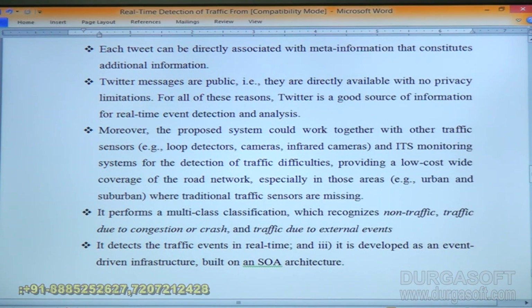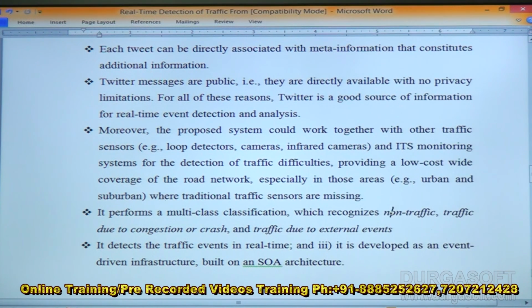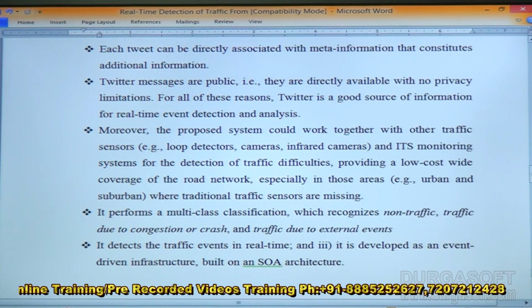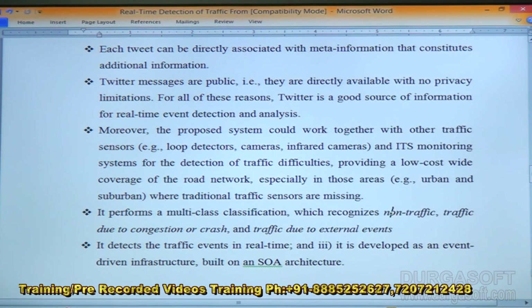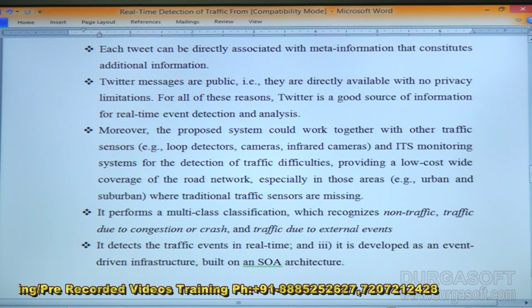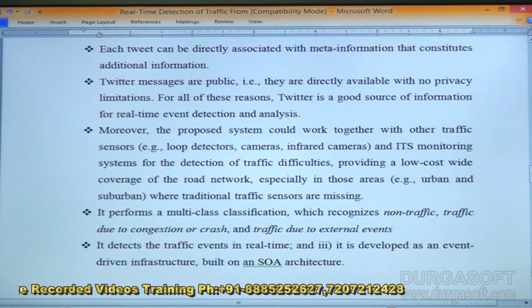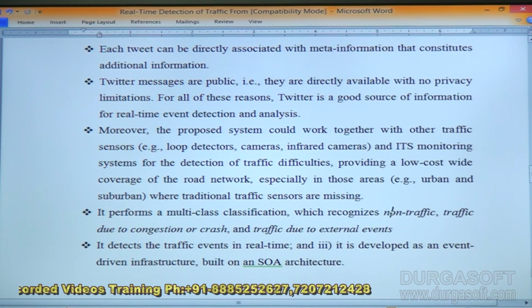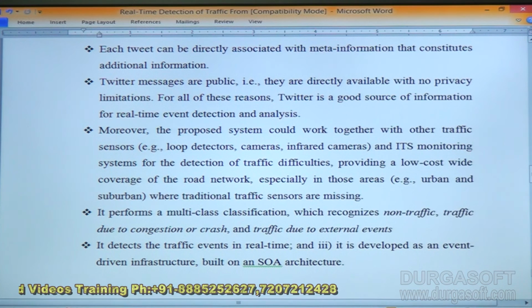And it performs not only single binary but also multi-class classification like non-traffic, traffic due to congestion or crash, traffic due to external events, or some different classes, different criteria we are performing. In the existing system, we have only one thing, that is binary class classification. What does binary class classification mean? Traffic versus non-traffic. Here, along with the multi-class, along with traffic and non-traffic, we are finding congestions and external events. Almost all the things we are finding along with that.